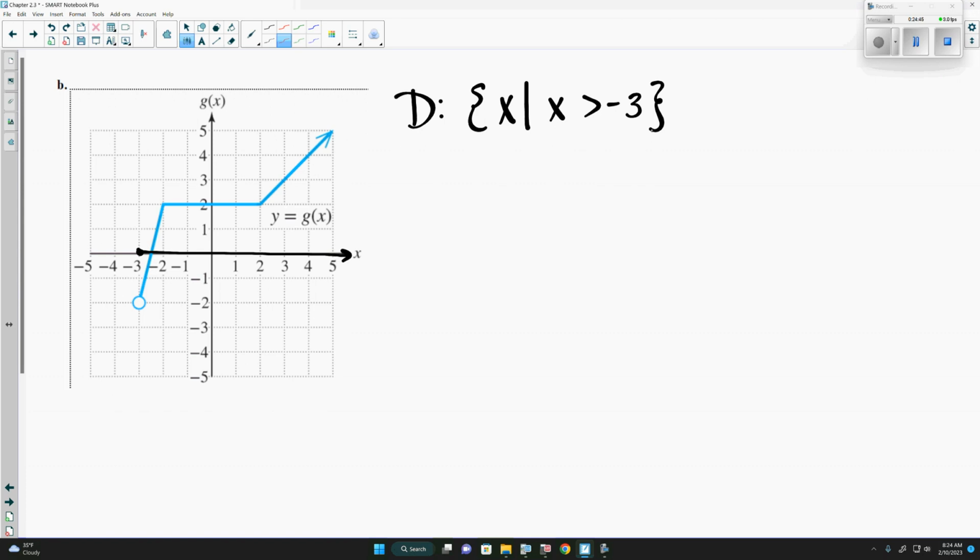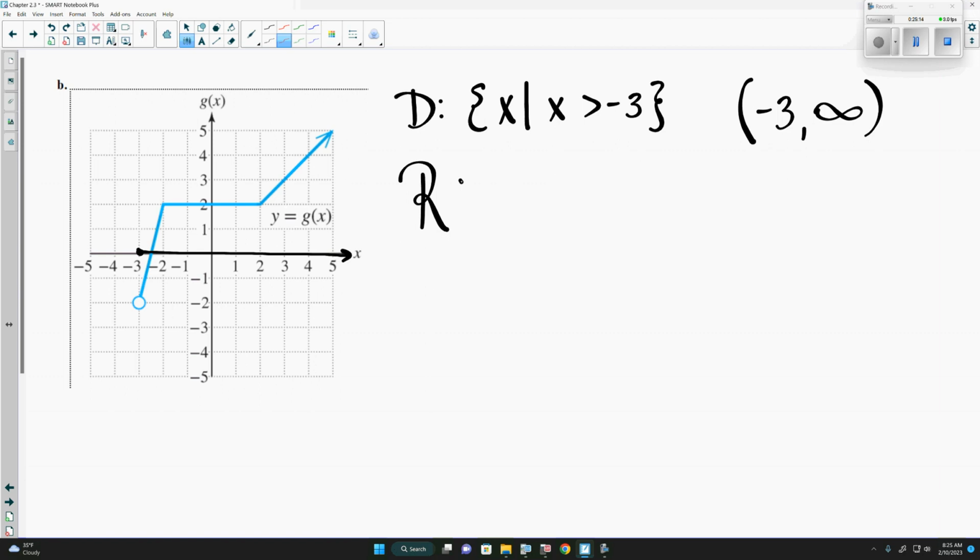Now, most likely, it's not going to ask for this. It wants it in interval notation. So, parentheses or brackets. Now, the smallest number in the domain is -3, and it's not included. So we'd say parentheses, -3, comma, infinity, because it continues on to the right indefinitely. And that'd be the domain.